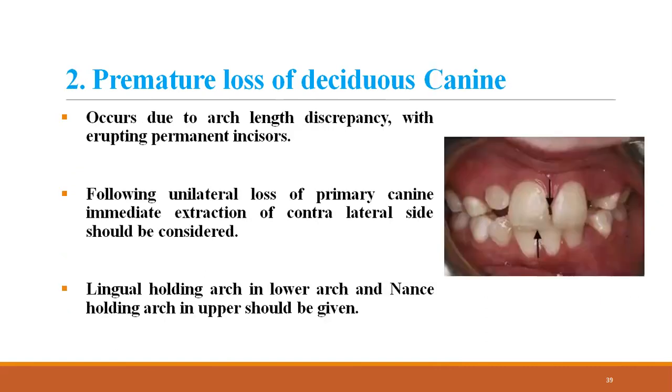Next, premature loss of deciduous canine. It occurs due to the arch length discrepancy with erupting permanent incisors. So following unilateral loss of primary canine, immediate extraction of the contralateral side should be considered to prevent the midline discrepancy, and a lingual holding arch in the lower arch and a Nance holding arch in the upper arch should be given.